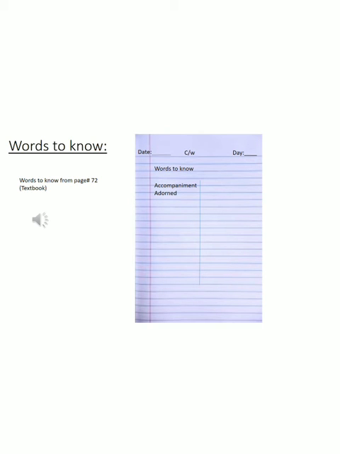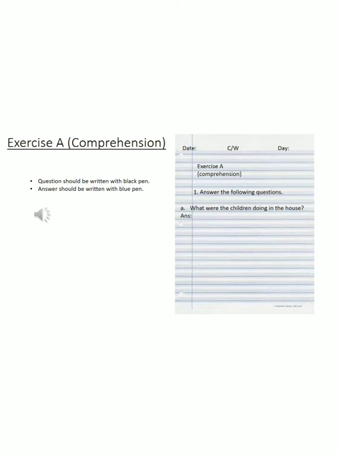Now when we start a chapter, we have to write words to know. What are the new words in this chapter? So you have to write new words from page number 72 of your textbook. You have to make a margin line using your blue color. You can say Picasso, and you have to write the words with the black one, and the meaning with the blue ink pen. So we are about to start exercise A, comprehension.